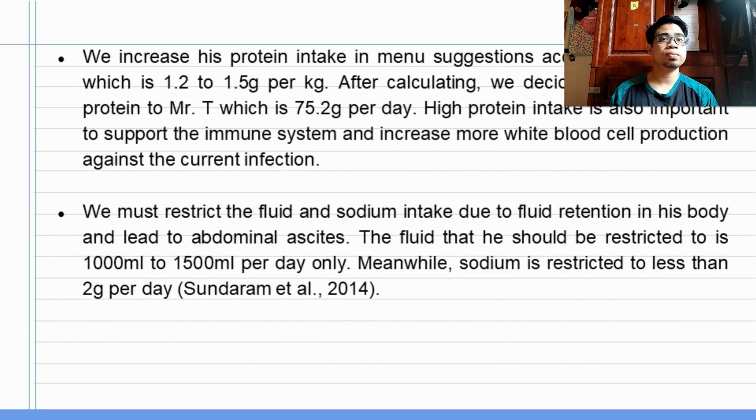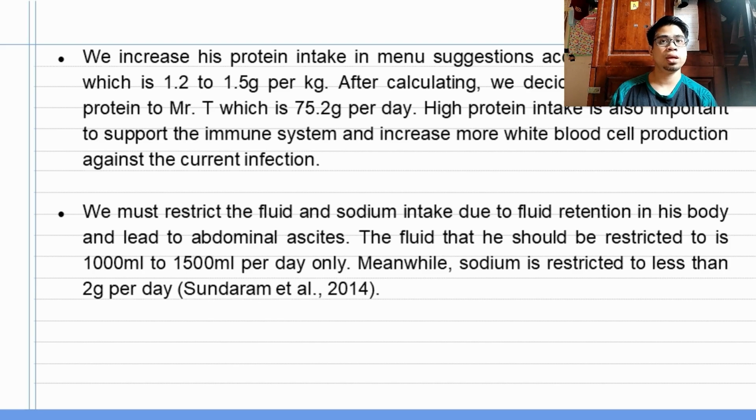So, we increase his protein intake in menu suggestions according to the EPR, which is 1.2 to 1.5 grams per kg. After calculating, we decided to give 20% of the protein to Mr. T, which is 75.2 grams per day. High protein intake is also important to support the immune system and increase white blood cell production against the current infection.